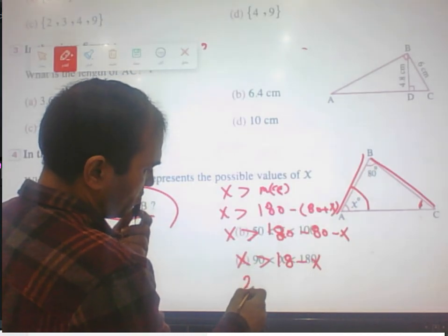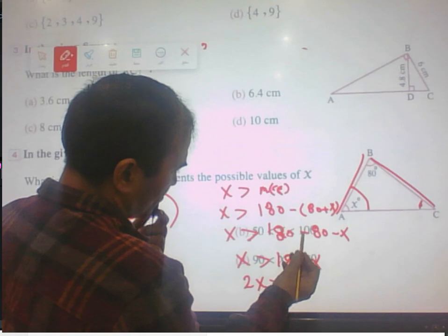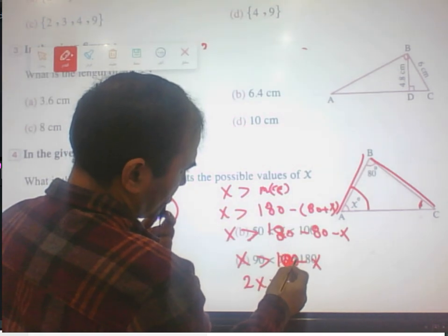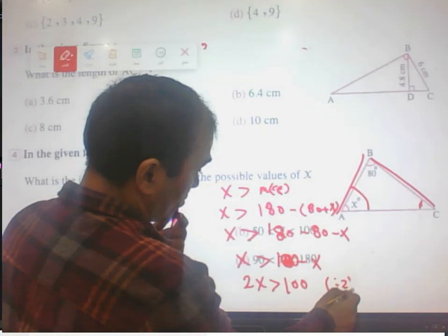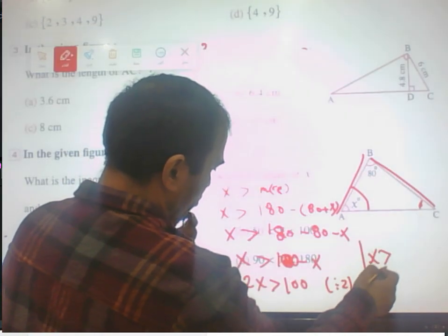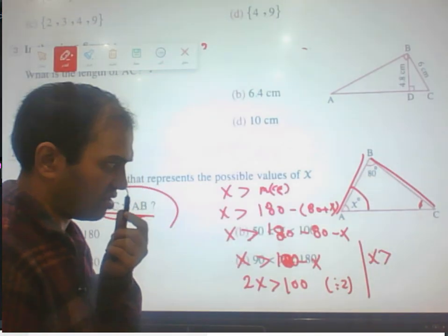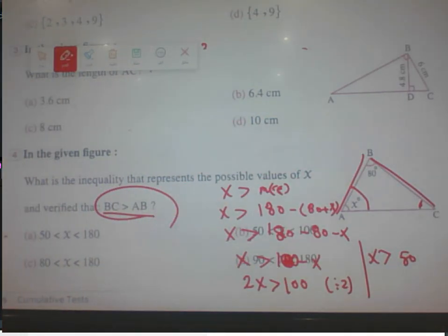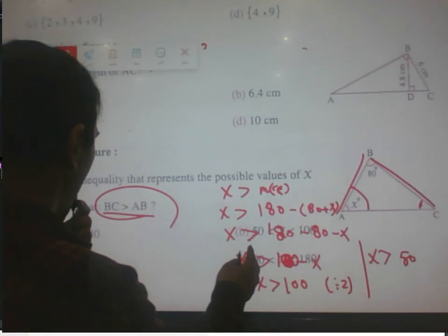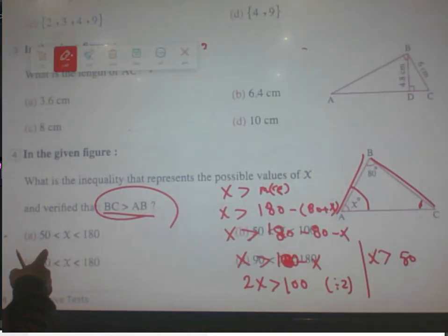Move negative x here, and it will be 2x is greater than 100. Then we can divide it by 2, so the inequality is x is greater than 50. X is greater than what? 50. And less than what? Who can tell me the answer? We have 50 and 180, and x is greater than 50 and less than 100.